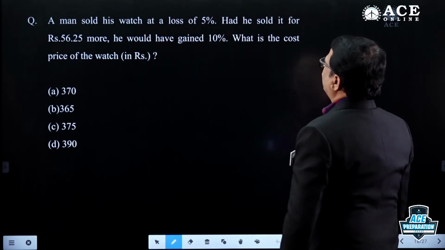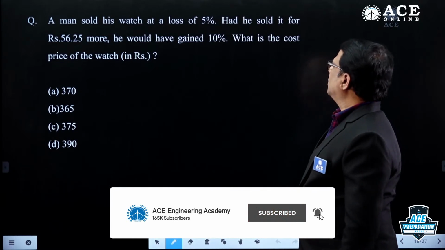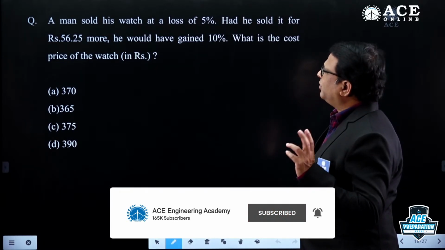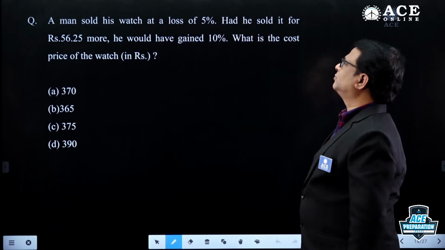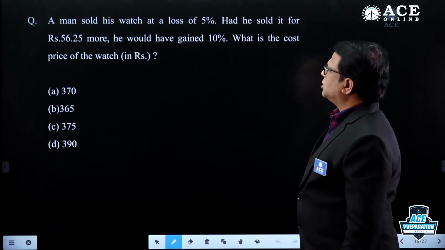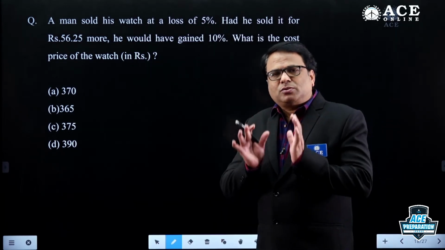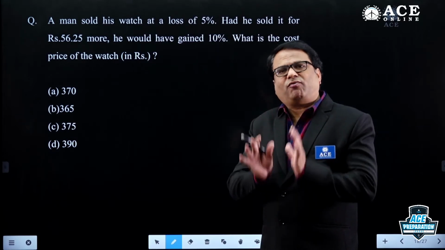A man sold his watch at a loss of 5%. Had he sold it for rupees 56.25 more, he would have gained 10%. What is the cost price of the watch? That is the question. Now, a man sold a watch at a loss of 5%.